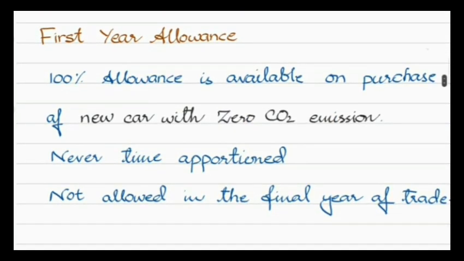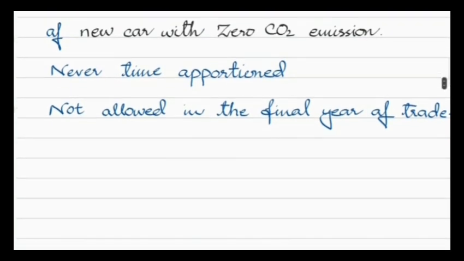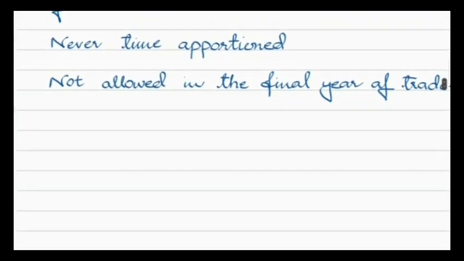The second type of allowance is first year allowance, which is a 100% allowance available on the purchase of new cars with CO2 emission 0. It is never time apportioned, and not allowed in the final year of trade.